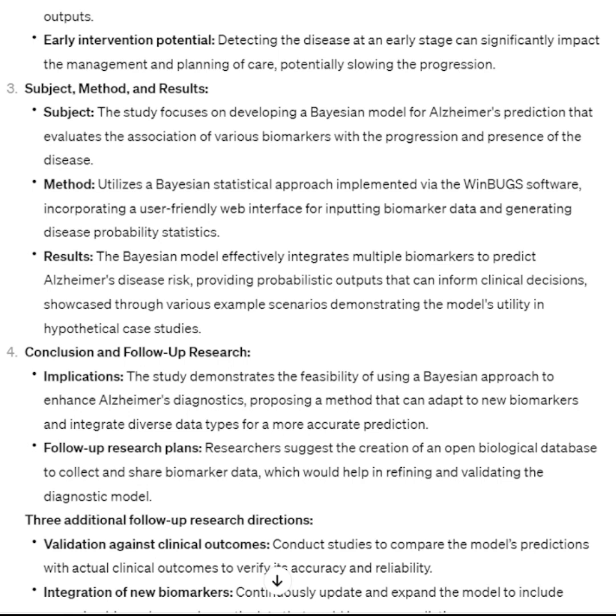3. Subject, method, and results. Subject: the study focuses on developing a Bayesian model for Alzheimer's prediction that evaluates the association of various biomarkers with the progression and presence of the disease.